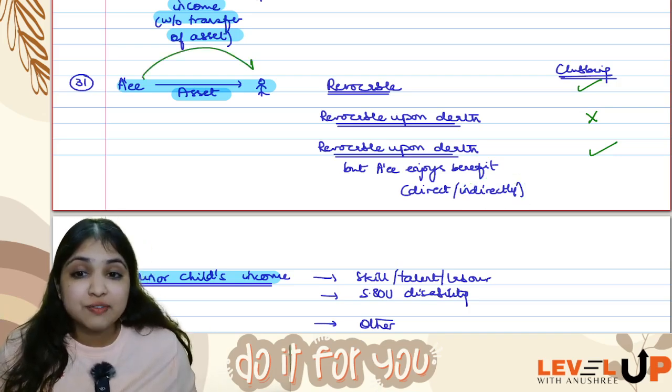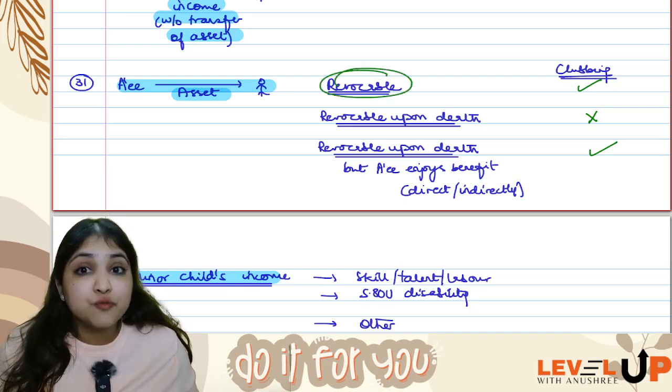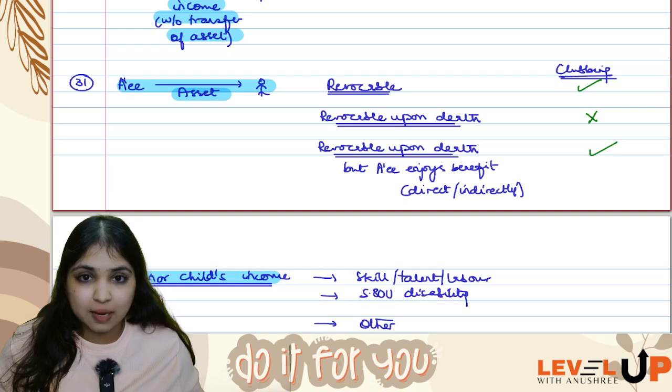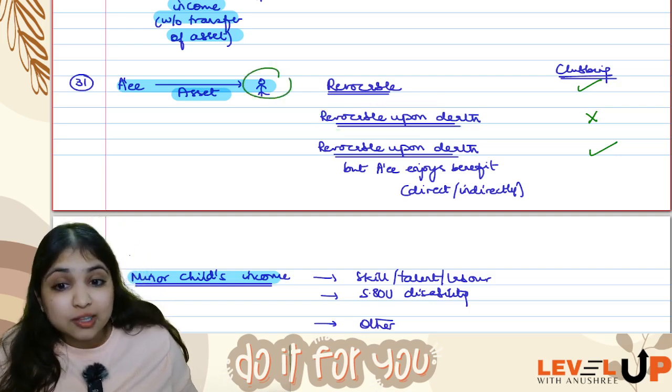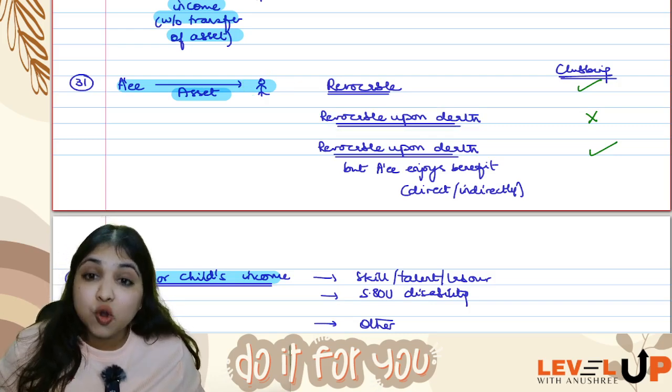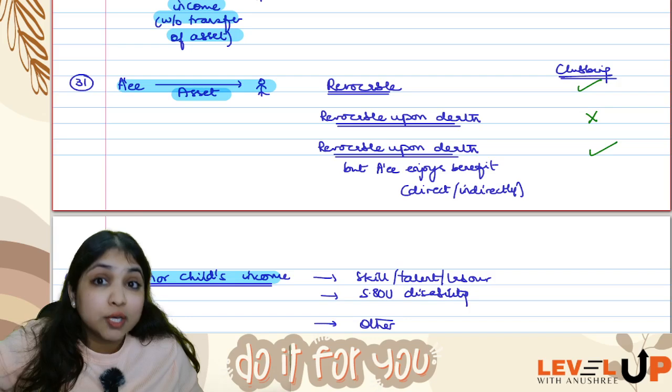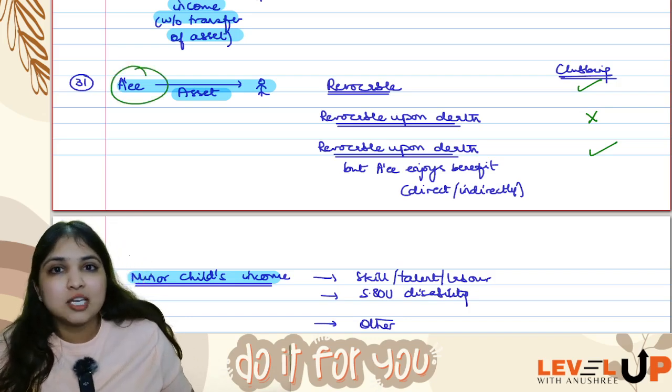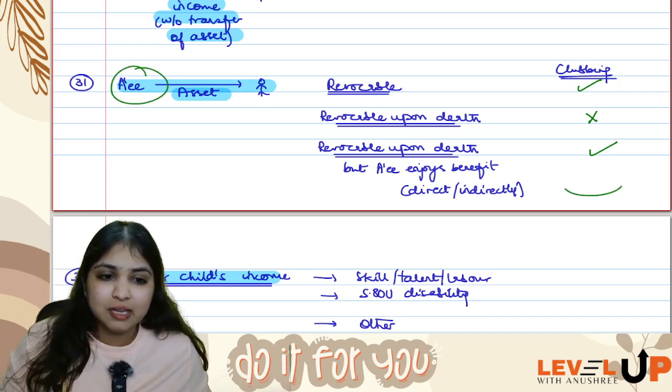So if the assessee is transferring an asset to another person, if it is a revocable transfer, then we will club. If it is revocable only upon the death of the transferee, we will treat it as if it is irrevocable and we will not club. But if it is revocable upon the death of the transferee, but during the transferee's lifetime the assessee is enjoying any benefit directly or indirectly, we will club.